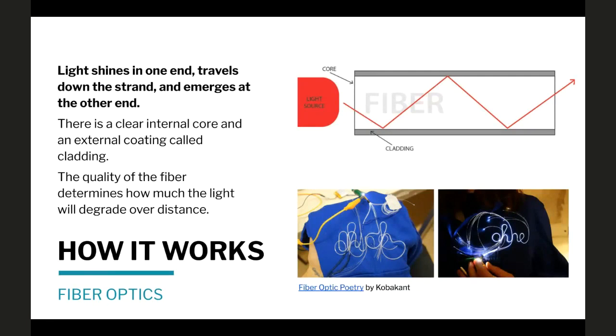Within this fiber, there's a clear core and then an external coat that's called cladding. The quality of the fiber and the thickness of the cladding are what determine how bright the fiber optic is, and whether or not you can see it visibly from the sides, which we'll get into in a second.